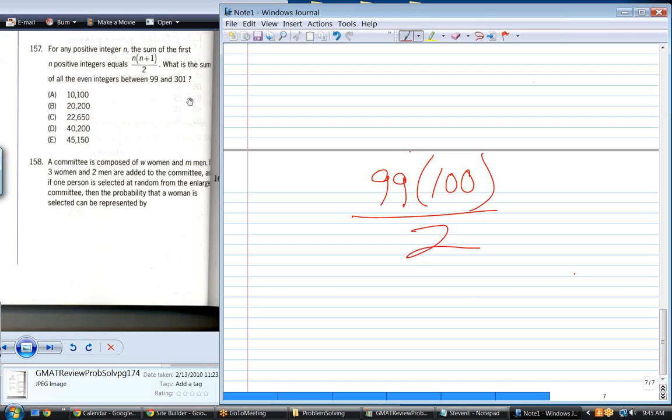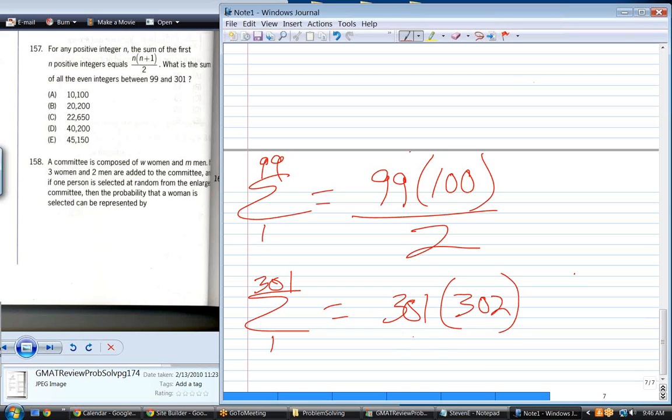Okay. So if this represents the sum from 1 to 99, what represents the sum from 1 to 301? 301 times 302 over 2. Okay, so now conceptually we have a better grasp of the problem.